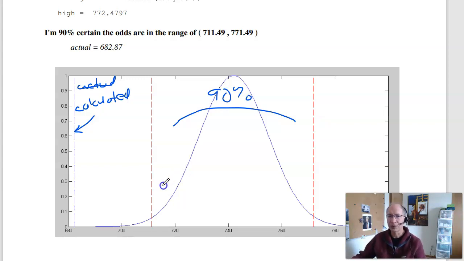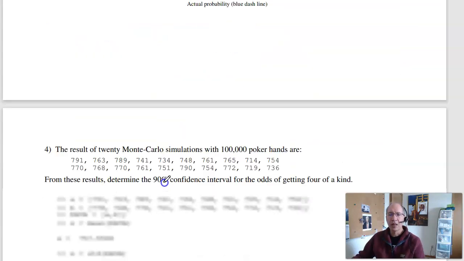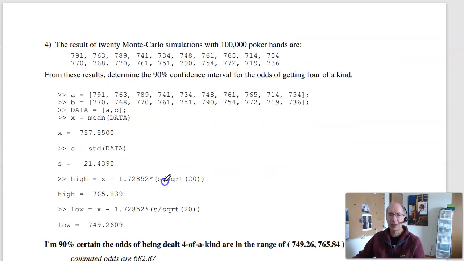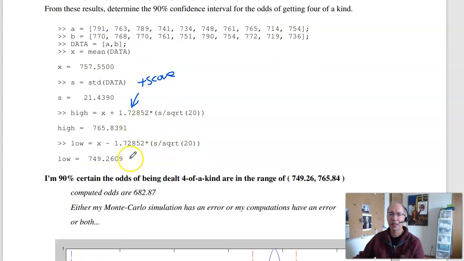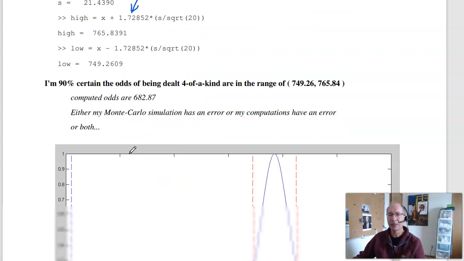90% certain. That's with a sample size of 4. Let's repeat with a sample size of 20. Run the Monte Carlo simulation 20 times. It has a mean, standard deviation. When I do that, I tighten up the band because the t-score gets smaller. In addition, I divide by the square root of n. N gets bigger, so this gets smaller. Put it all together, I've got a tighter bracket for where the actual odds are, between 765 and 749.